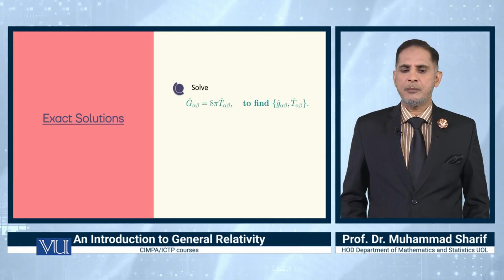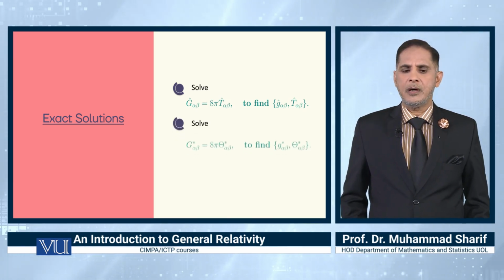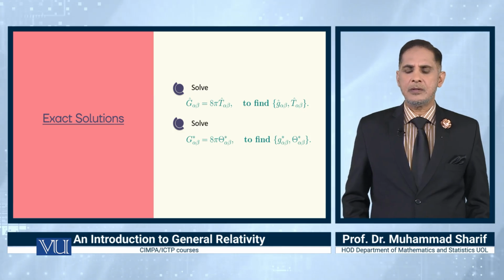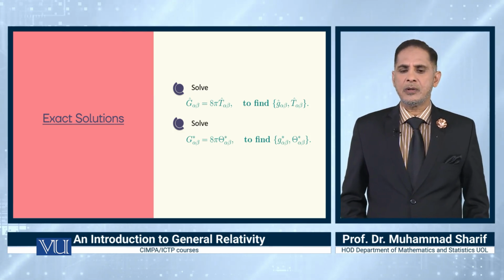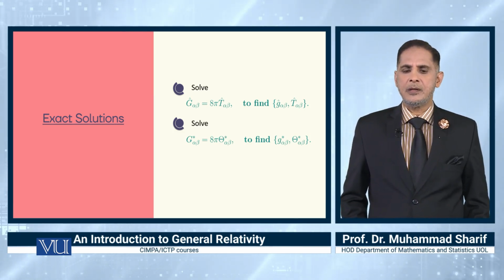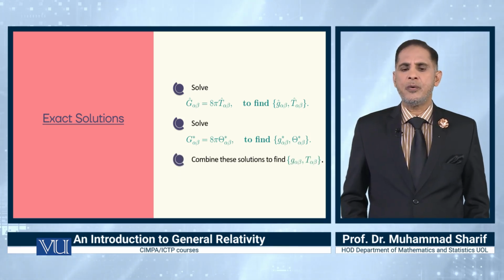So, what is the procedure? In fact, we solve the Einstein field equations to find the geometric function. Then we solve the second equation, which involves the new matter part, to find the solution of G alpha beta star and theta alpha beta star. We combine these two solutions to find the original solution, which is the solution of the field equations.